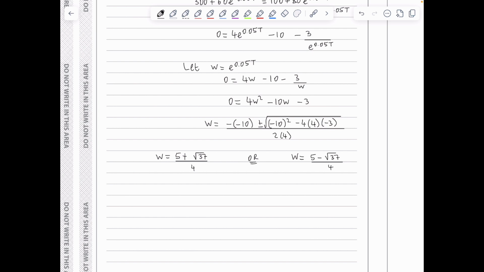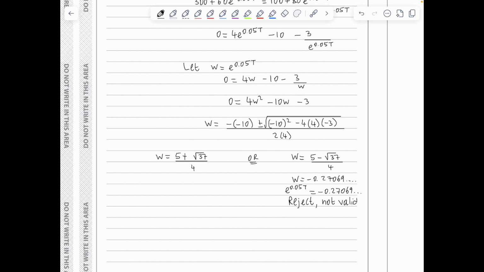Now for this second solution, this means that W is minus 0.27069... and remember that W is e to the 0.05 capital T. So we can see that there are no solutions on this part, because if I raise e to any power, I cannot get a negative result. It's always going to be positive. So I say reject here. It's not valid. And the only solution will come out of the first solution of W being 5 plus root 37 over 4.